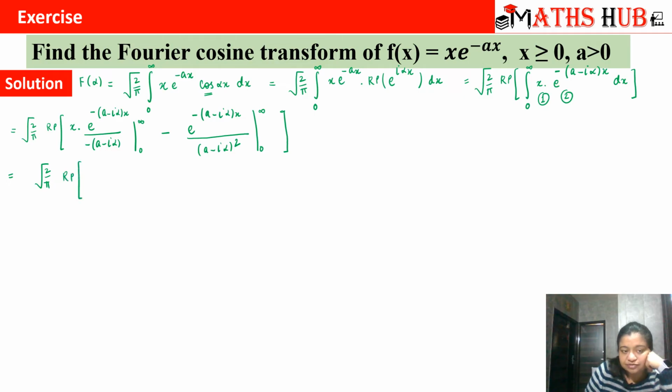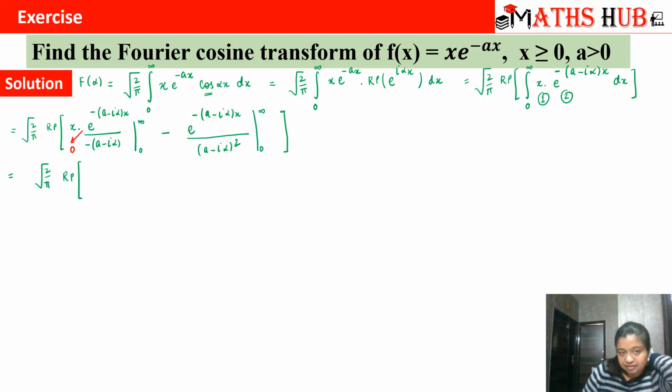Let's put in the values of the limits. Now when you put infinity here, e to the power minus infinity will become 0. So 0 into anything will become 0. And when you put 0, x will make it 0. So this term will always contribute 0 to your answer, right?